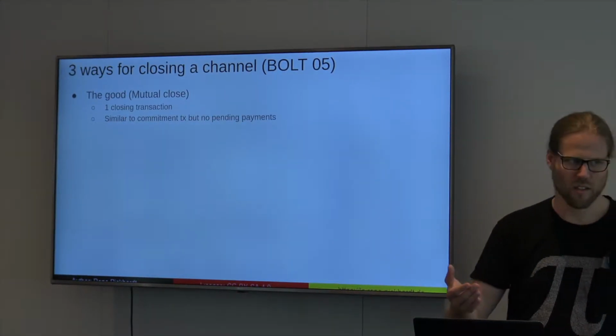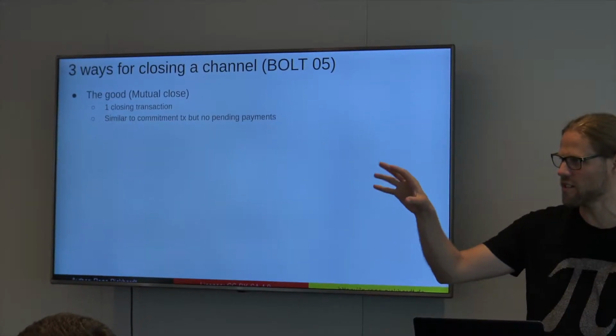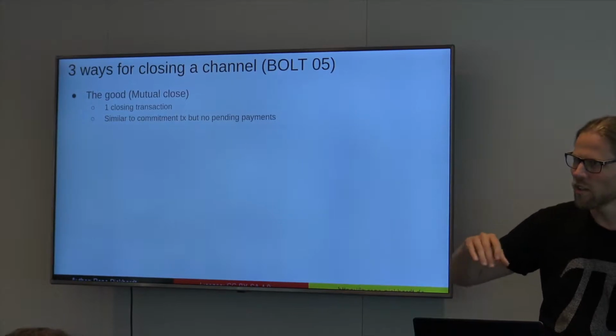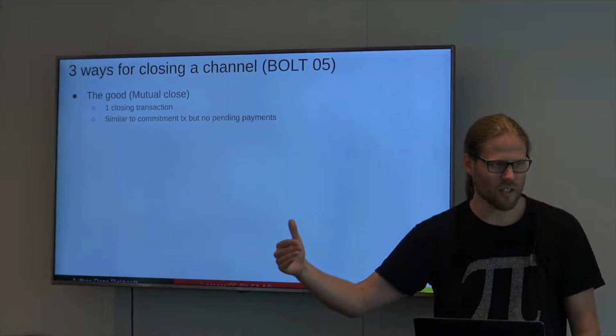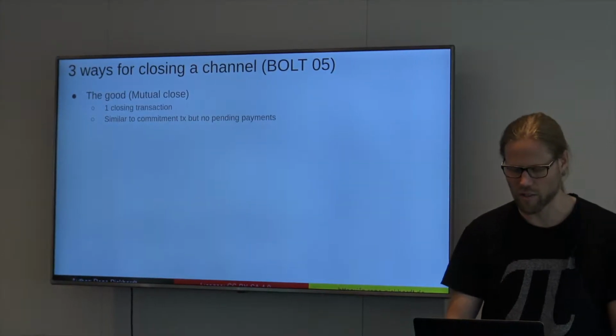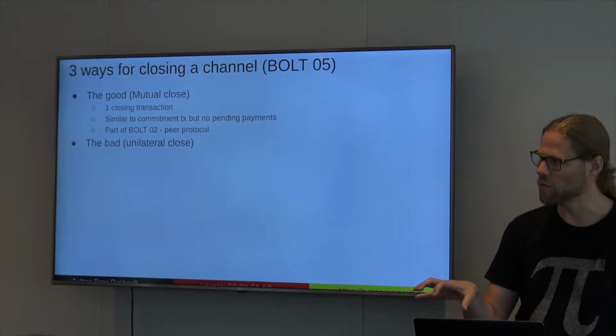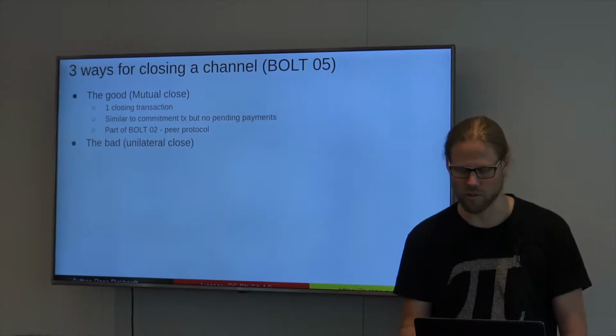Which means that you have to basically settle all HTLCs before you signal that you want to close a channel. You wait until all the HTLCs settle, you don't accept new HTLCs anymore, and then you make this final transaction. And it's also part of the old 2-peer protocol where it's written down how to do this specifically.